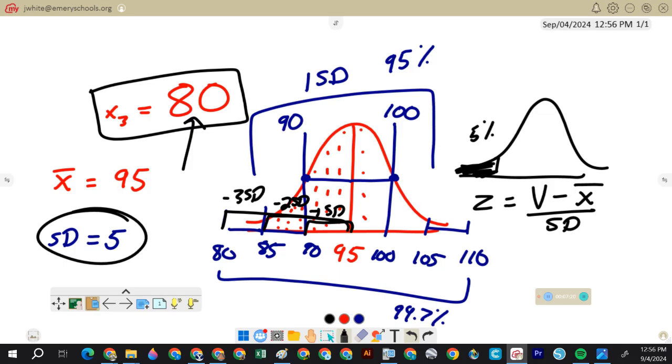just by knowing that your z-score is negative 3. What if I told you your z-score was 0.25? How did you do? You were pretty darn average. A little above or a little below? A little bit above average. Okay?